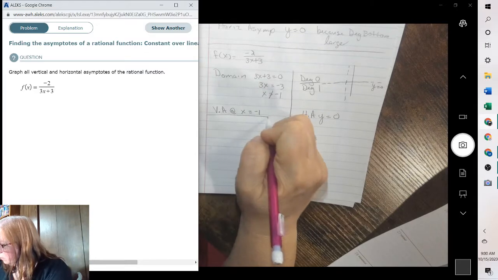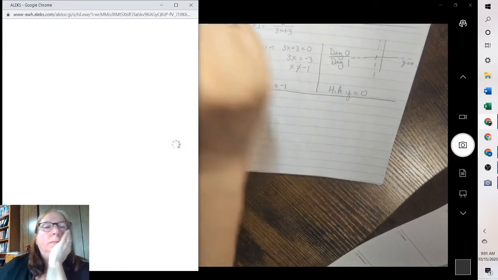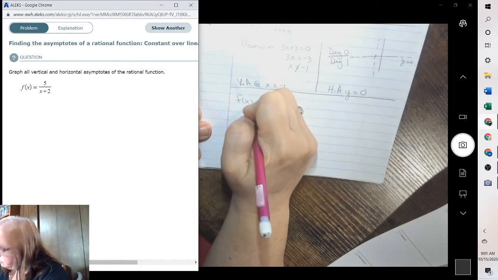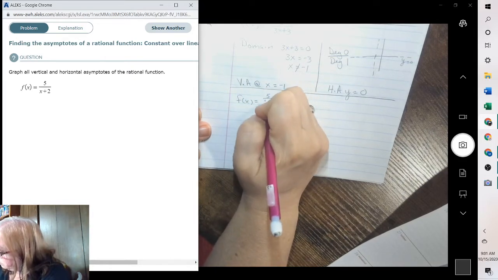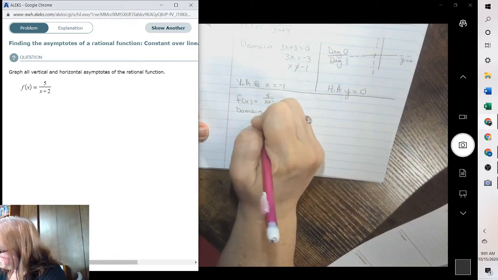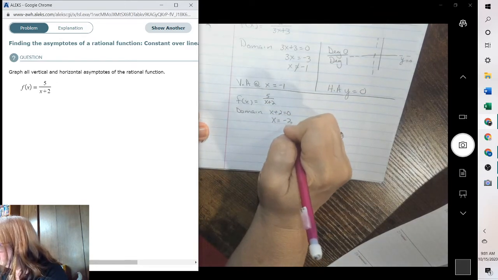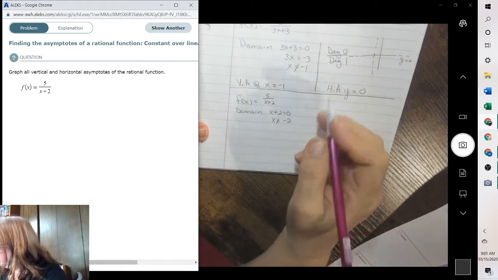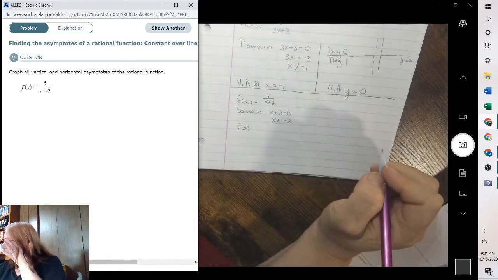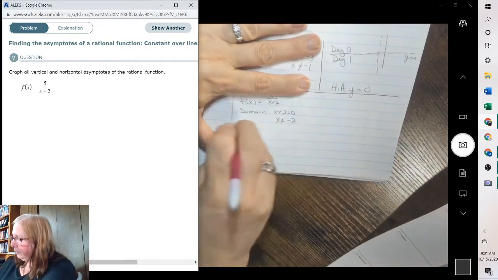One more. So first thing we do is find the domain. X plus 2, we set it equal to 0 and solve. So x cannot equal negative 2. Since this will not reduce, that is our vertical asymptote.